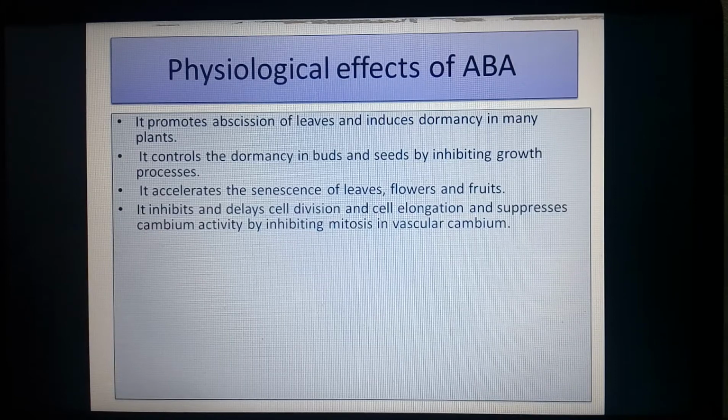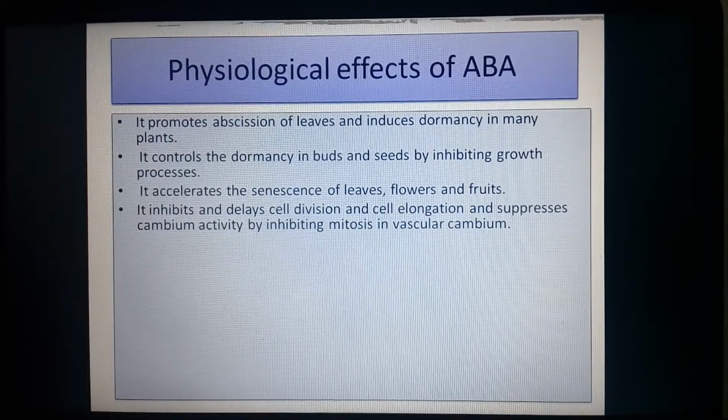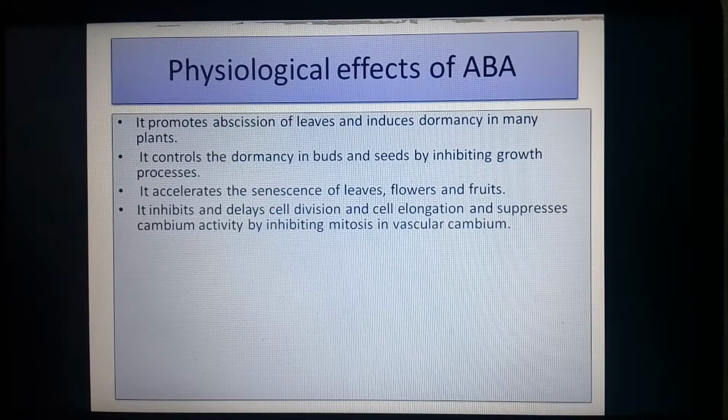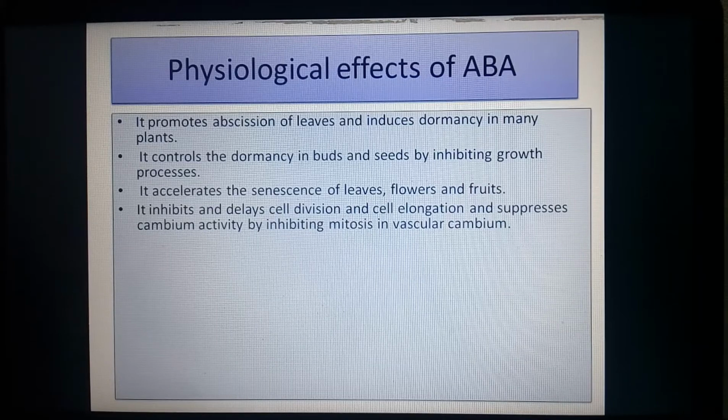Like you can take an example of the cambium rings or vascular cambium, which are formed inside the plant body after a particular time duration into the year. Here you can observe the process of mitosis. If it gets delayed, then automatically the cell division is inhibited and elongation of the cell is inhibited, and it affects what? Growth of the vascular cambium.